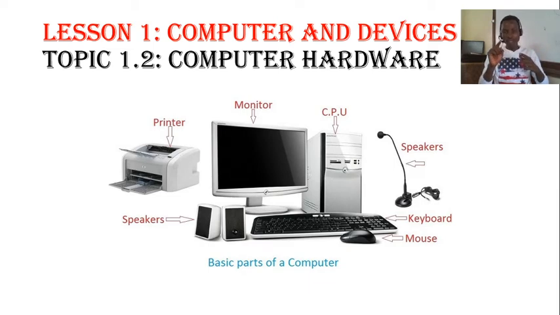So we have the monitor, the system unit, then the speaker, as it has been labeled there, that is an external device we'll be talking about, so don't put that into a lot of consideration. We have the system unit, we have the keyboard at the bottom, we have the mouse. So we said that there are only four major parts: the monitor, the system unit, the keyboard, and the mouse.